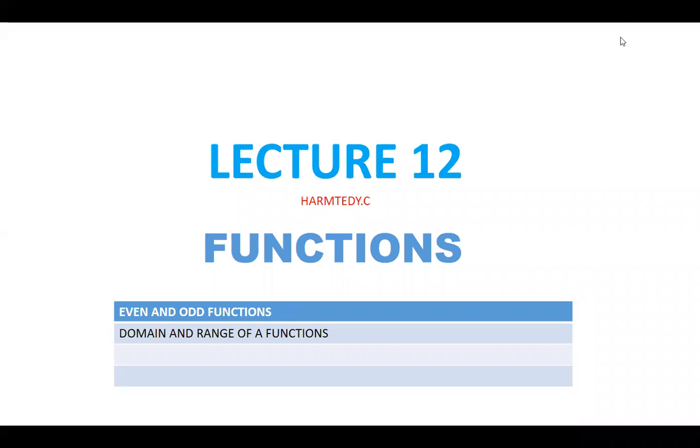Right, so welcome to tonight's lecture. This is lecture 12. It's supposed to be lecture 13. Yeah, so this is lecture 13. And we're still under functions. And tonight we're looking at the even and odd functions.